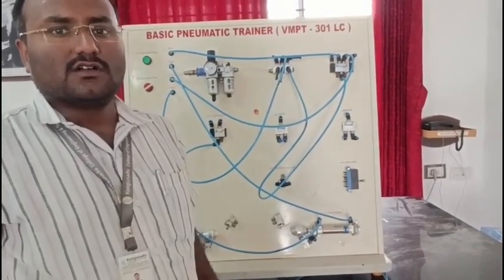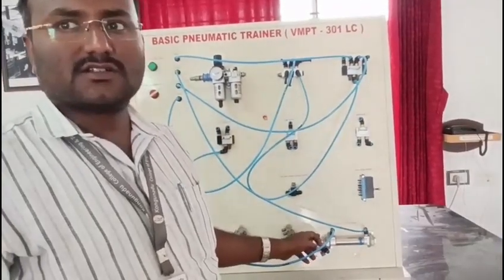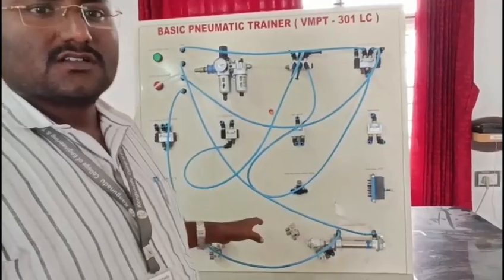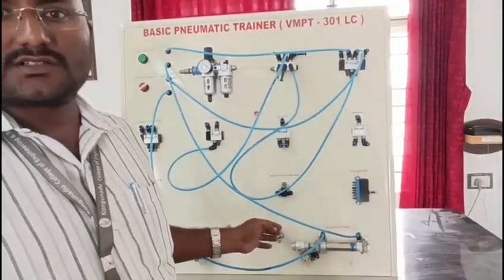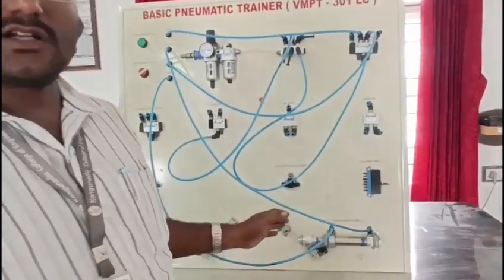Now we are doing the double acting pneumatic cylinder. This is a double acting cylinder. A double acting cylinder means the cylinder will move forward and then retract with air pressure. A single acting cylinder means the cylinder moves forward with the help of pressure and retracts automatically. This is the difference between a single acting and a double acting cylinder.